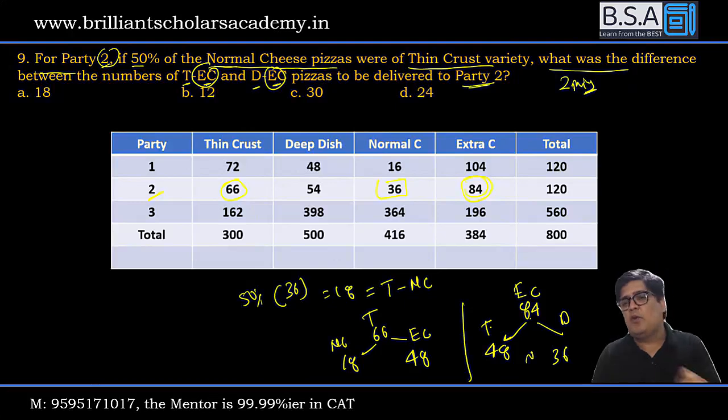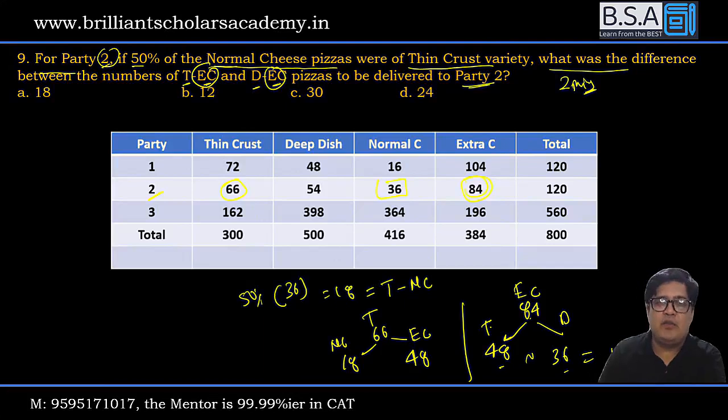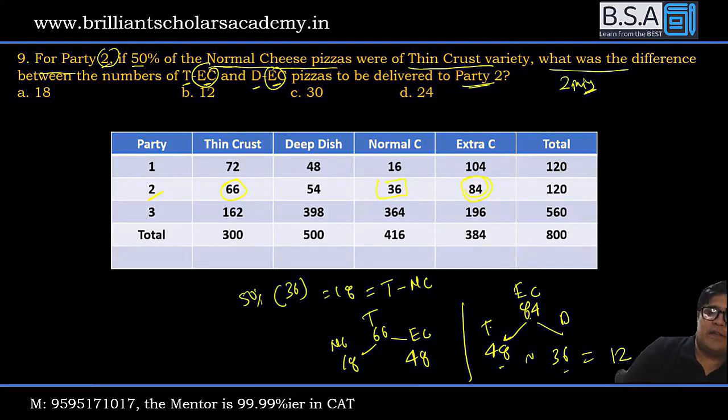You have to minus these two. So 3 steps. Once you find out how much is thin crust, 18, through that you found out extra cheese. Through that you found out how much extra cheese is in deep dish. What is the gap between this and this? 12. If you think methodically, the question will work out for you. I'll move aside from the screen. Have a look. Answer is 12.